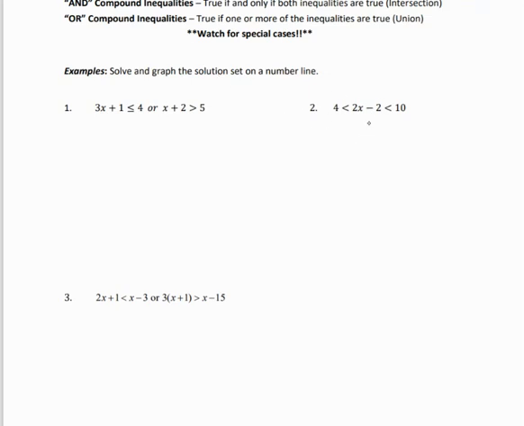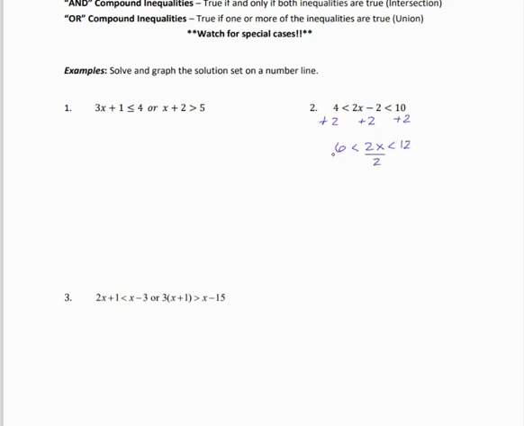So number 2, we don't see any words here, but I do see 2 inequality symbols. When there's not a word, it's an and statement. So you could really have this be the same thing as 2x minus 2 is greater than 4 and 2x minus 2 is less than 10. But it's okay just to work with this as is. The whole thing is we're going to get that x alone. So I'm going to add 2 to get rid of that, and I'm going to add it everywhere to each side of the inequalities. Okay, that gives me 6 is less than 2x, which is less than 12.